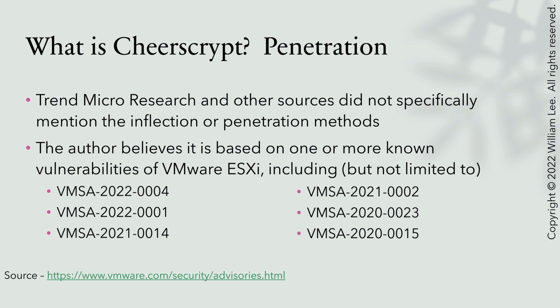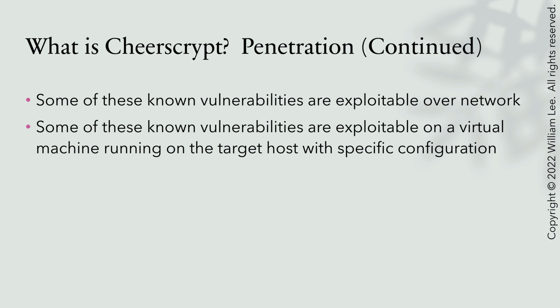Trend Micro Research and other sources did not specifically mention the infection or penetration methods. The author believes it is based on one or more known vulnerabilities of VMware ESXi, including, but not limited to, the following VMware advisories: VMSA-2022-0004, VMSA-2022-0001, VMSA-2021-0014, VMSA-2021-0002, VMSA-2020-0023 and VMSA-2020-0015. Some of these known vulnerabilities are exploitable over network. Some of these known vulnerabilities are exploitable on a virtual machine running on the target host with specific configuration.